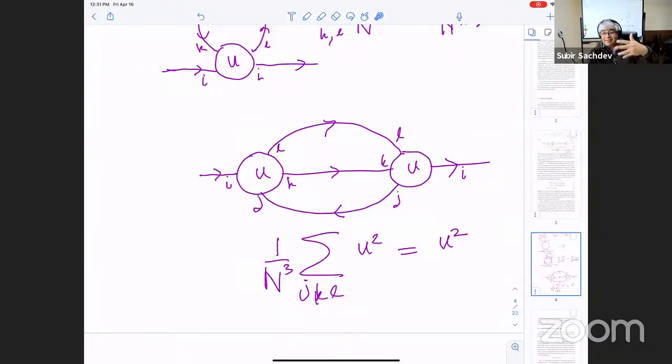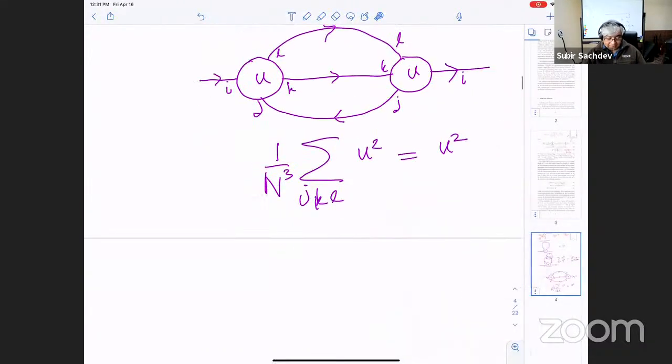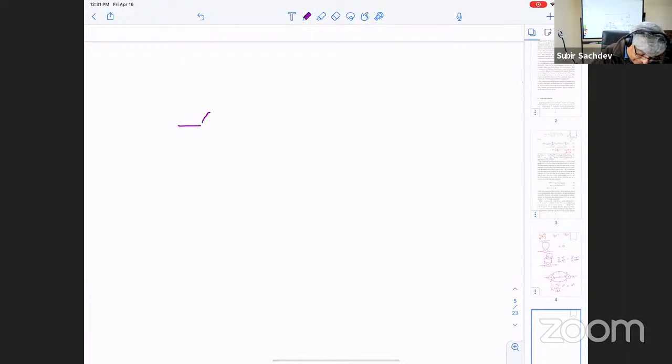So now you can start going, of course, at order U³, it's got to be zero. So you have to go to order U⁴ and ask what happens. There are many diagrams that are possible at order U⁴. There are some of them that I'll draw that you'll recognize are actually not really new diagrams, something like this.